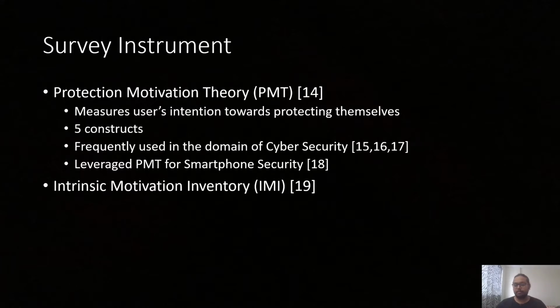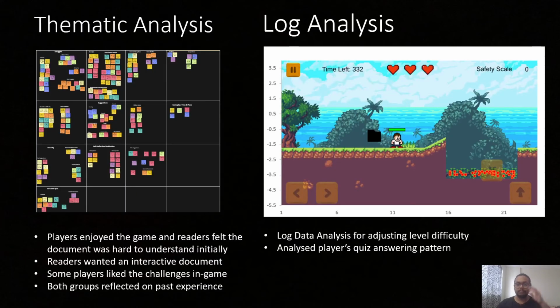I leveraged protection motivation theory to measure the user's intention to protect themselves from smartphone security and privacy threats. Protection motivation theory has been around for a long time and was initially introduced to measure people's intention to protect themselves from health-related issues. It has often been used in the domain of cybersecurity. Apart from this, I also leveraged the intrinsic motivation inventory to measure the user's overall intrinsic motivation. For analyzing the qualitative data, I used a thematic analysis using the affinity diagram method.